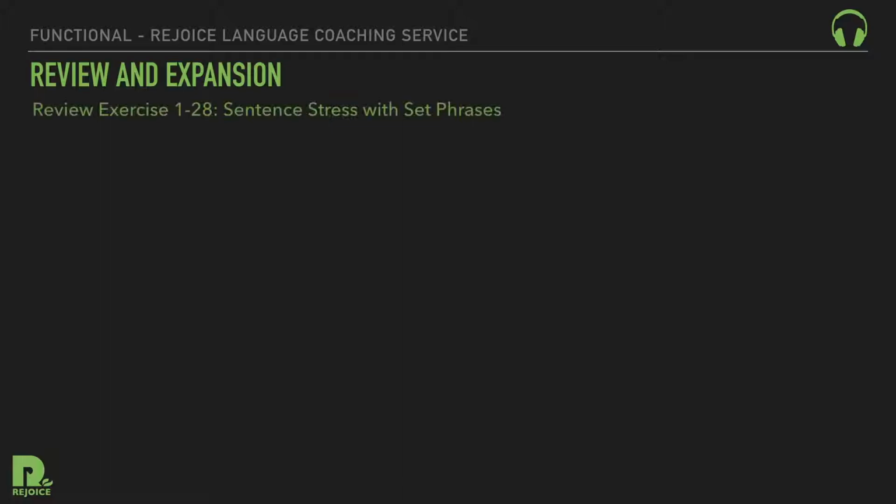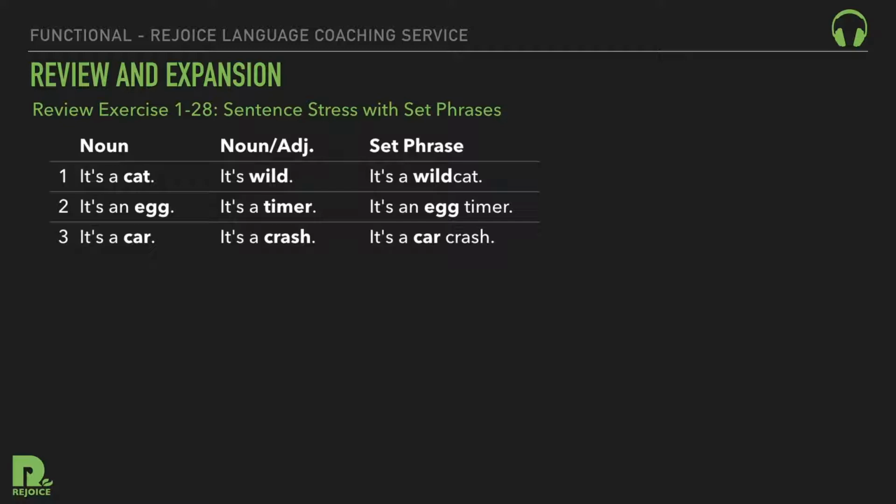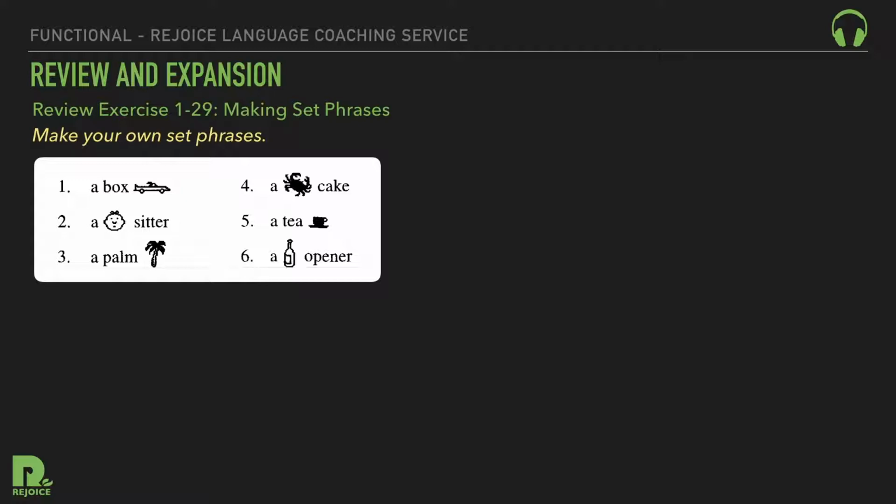Review exercise 128. Sentence stress with set phrases. It's a cat. It's wild. It's a wild cat. It's an egg. It's a timer. It's an egg timer. It's a car. It's a crash. It's a car crash. Review exercise 129, making set phrases. A boxcar, a babysitter, a palm tree, a crab cake, a teacup, a bottle opener.